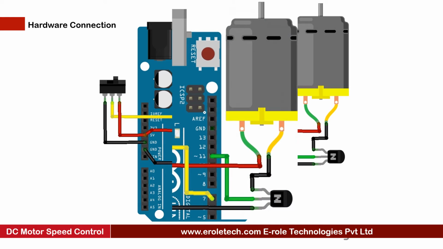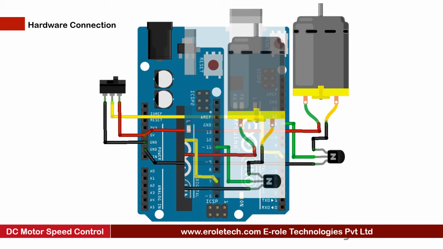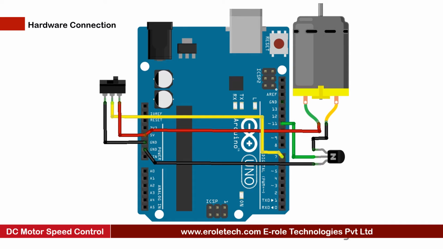NPN transistor BC547 is used to turn the DC motor on and off. The transistor has 3 pins: base, emitter, and collector. The base terminal is connected with pin number 11 of Arduino. The emitter is connected with the ground. The collector terminal can be connected with any one terminal of the DC motor. Connect the second terminal of the motor with the 5-volt supply.